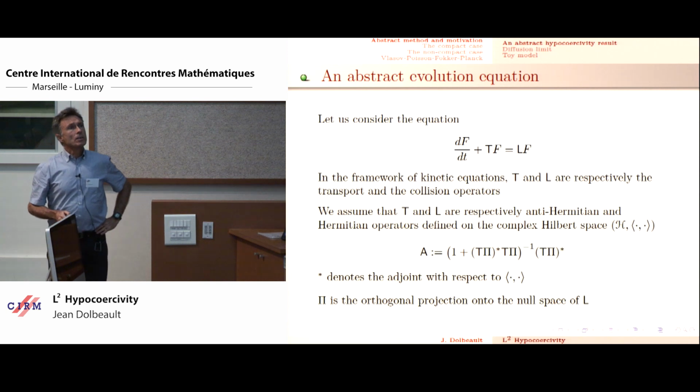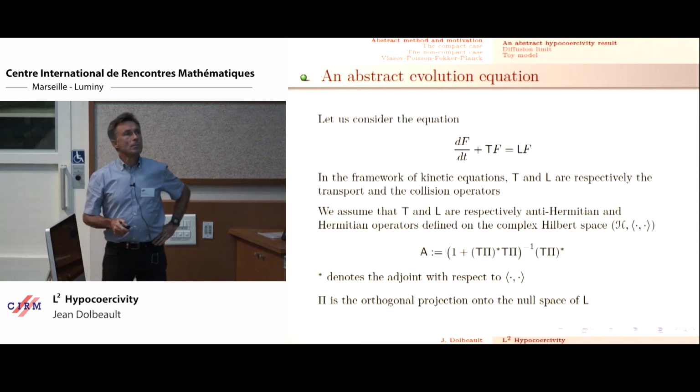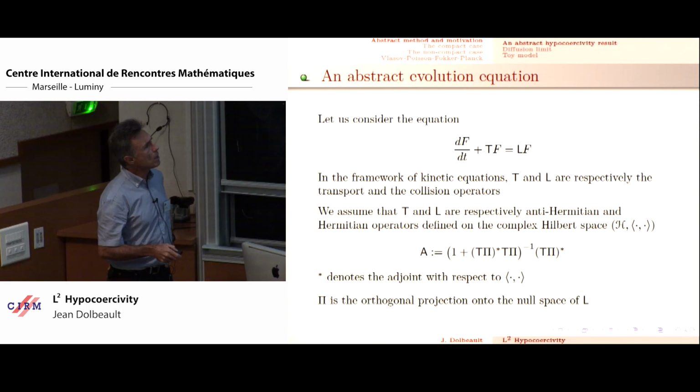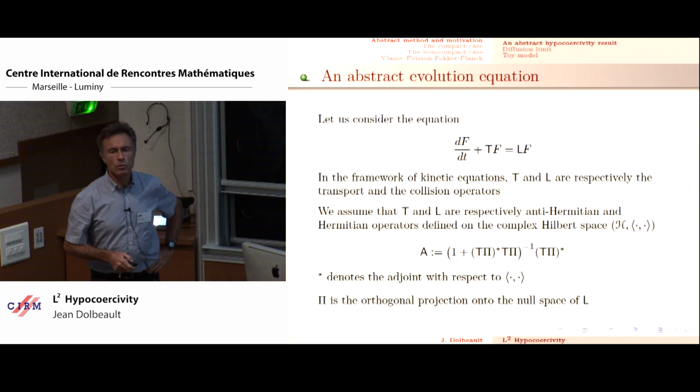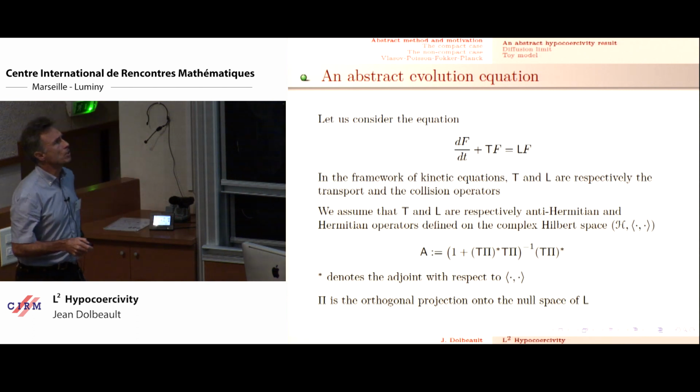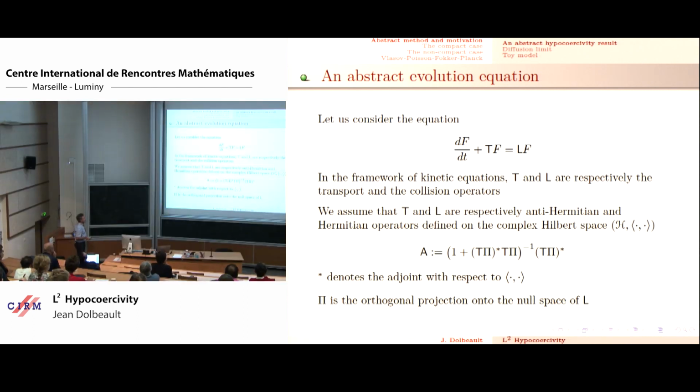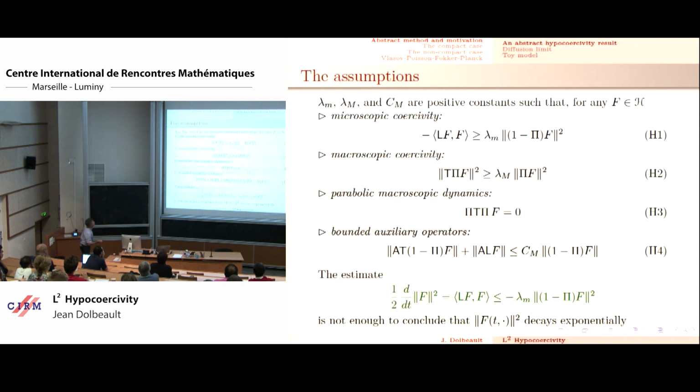Now, the key tool in our method is to introduce some operator A, which is of this form. P is the projection onto the null space of the collision operator. T is the transport operator. Star denotes the adjoint. And this operator is (1 plus (TP)* TP) inverse, applied to (TP)*. I will try to explain why we want to introduce this.